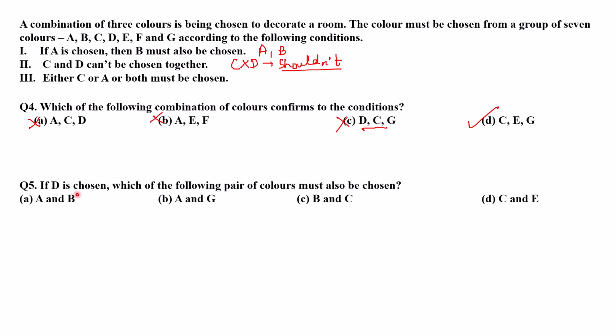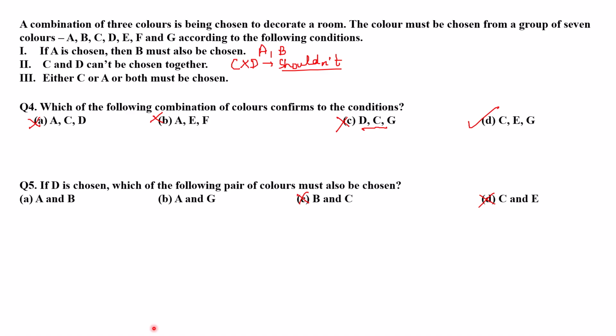Now next question, if D is chosen, which of the following pair of colors must also be chosen? So first of all, if you're choosing D, isn't it? So C should not be there because as per the condition what it is given, C and D cannot be chosen together. So if D is there, C should not be there. So these two cancel.